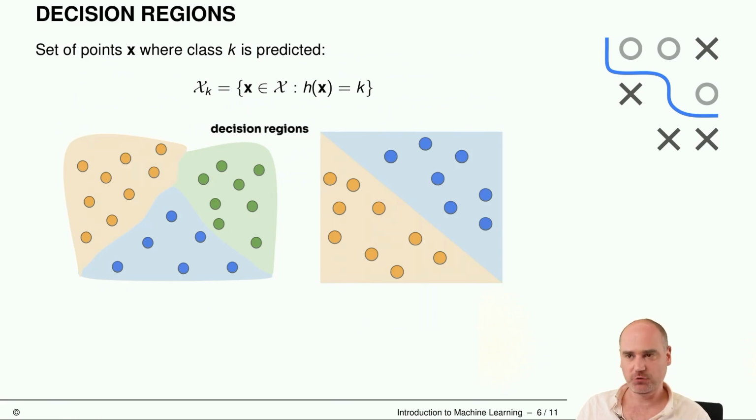Okay, further pieces of terminology: decision regions and decision boundaries. Decision regions are simply sets of points in our input space. We usually denote them by capital X_k, where we predict a label of k. So it's all of the points in our input space where our hard label classifier, or the hard label classifier derived from our score-based or probabilistic classifier, would predict a certain class.